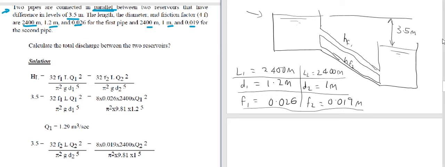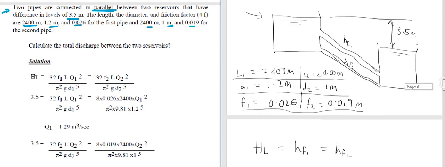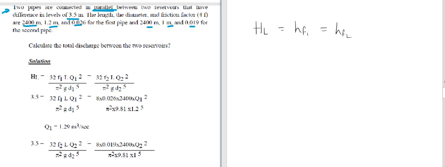So now how do we solve? These pipes are connected in parallel. Well, we know that the total head loss HL will be equal to HF1, which is equal to HF2, because they are connected in parallel. We were asked to find the discharge, that is Q. So it will be easier and more preferable for us to use the formula that involves Q.